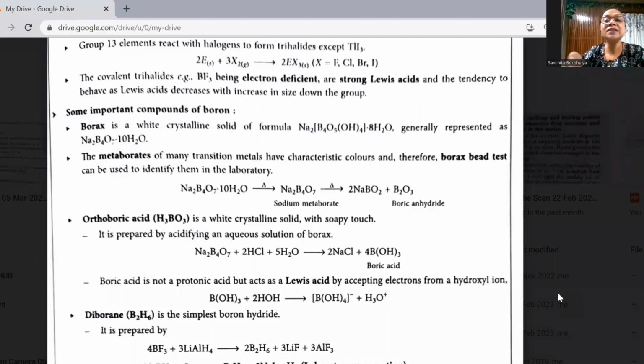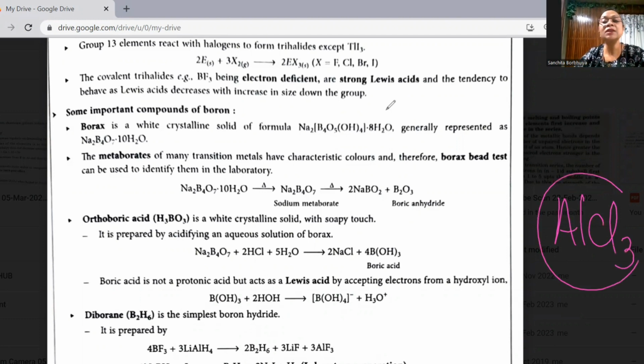Let us take, for example, aluminum chloride. Aluminum chloride will behave as a strong Lewis acid because its octet is incomplete. So these trihalides are basically covalent, they are electron deficient, and they behave as Lewis acids. But their Lewis acidic character decreases with increase in size down the group.